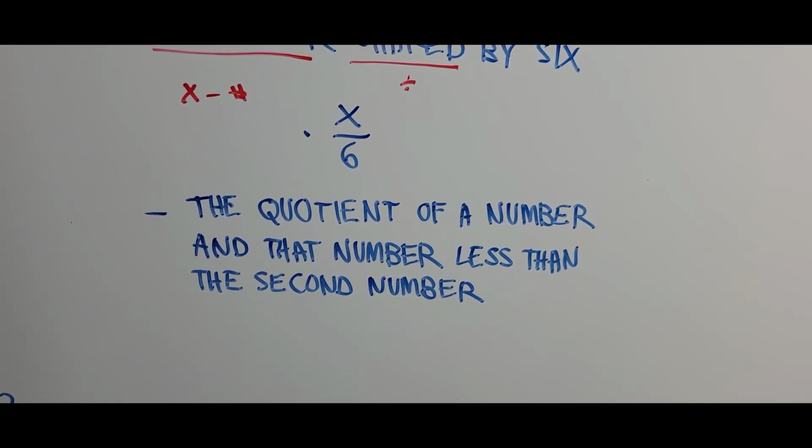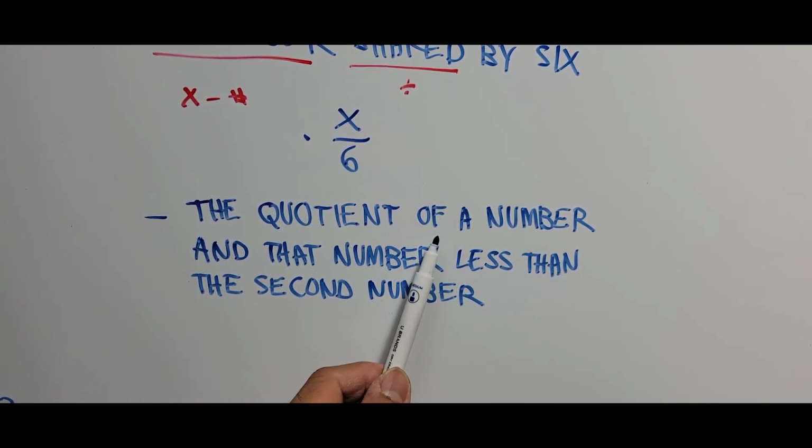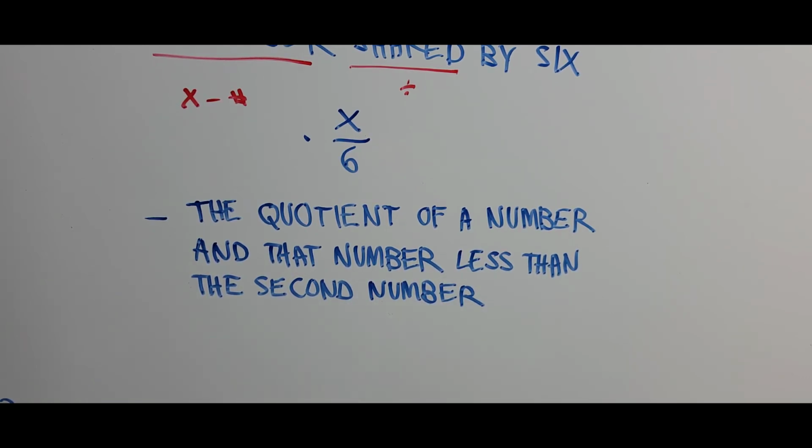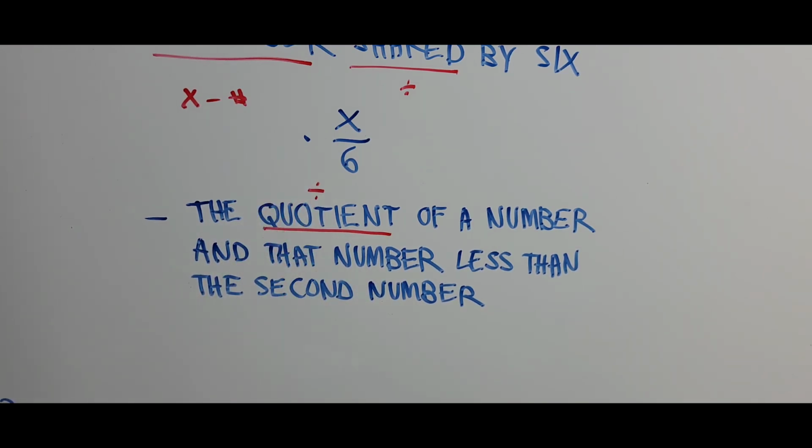Now, let's have another example. It says: the quotient of a number and that number less than the second number. That's kind of complicated, right? So what are the signal words again? If you notice, it says the quotient of a number. What does it mean by quotient? It signifies division, right? Since quotient is the answer in dividing numbers.